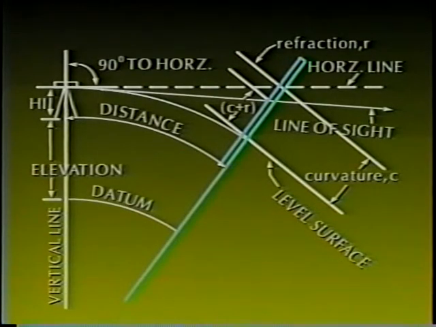As can be seen in the illustration, the greater the length of the sighting, the more the level line deviates from the horizontal line. The more the two lines depart from one another, the greater the curvature correction will be. Another correction that must be considered along with curvature is refraction.